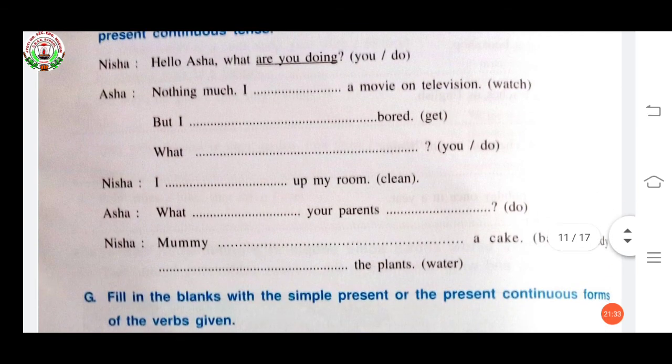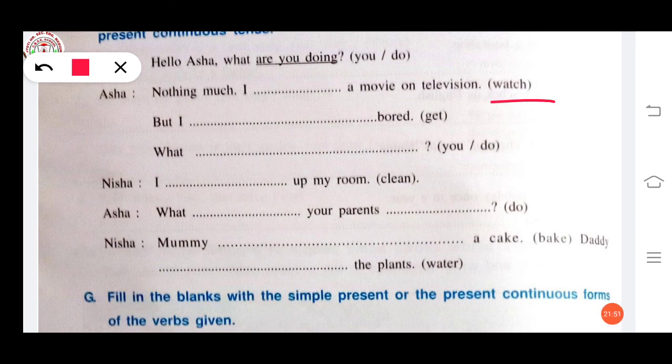Now see Asha, nothing much. I dash a movie on television. Watch is given. So I is there. What will come? Just now I told you with I am will come. I am watching.